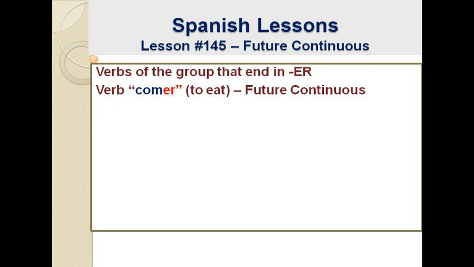Example, the verb comer, or to eat. Comer, you can see that it ends with the letters er. That's why the ending is written in red. And those two last letters indicate what group the verb belongs to. In blue, what remains after stripping out the ending is the root of the verb, okay? The root of the verb, you can see here, remains unchanged. Example, yo estaré comiendo. I will be eating.